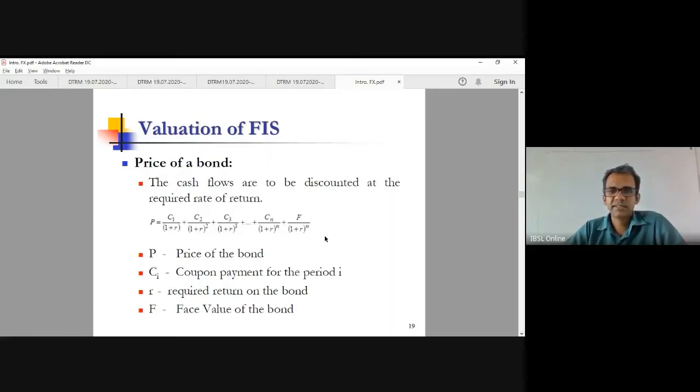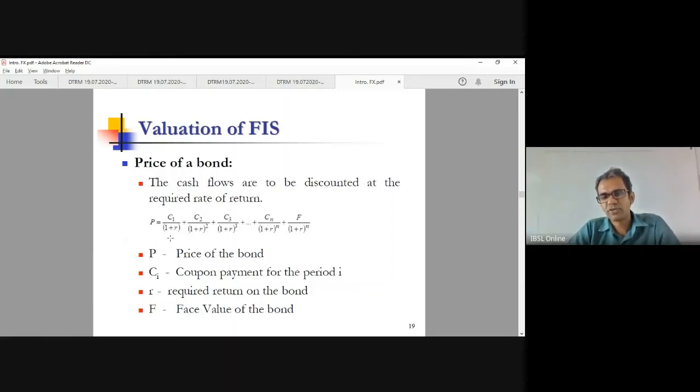If R increases, your required rate of return increases, the present value of all these cash flows would be lower or go down. Then this price goes down. We have an inverse relationship. When the rate of return increases, price goes down. So in terms of yield, when the yield increases, price goes down.